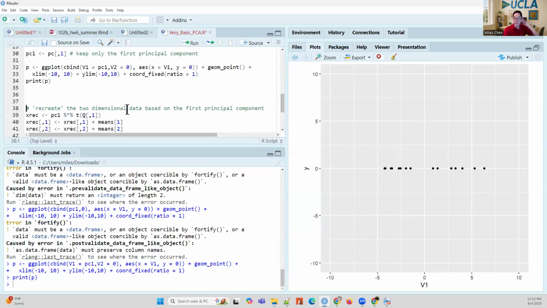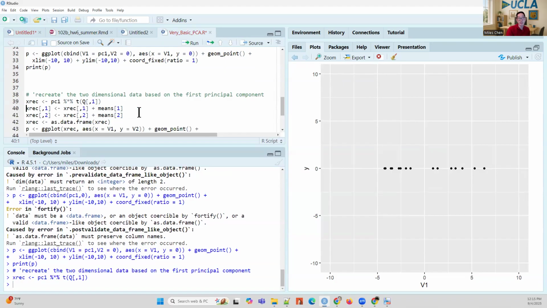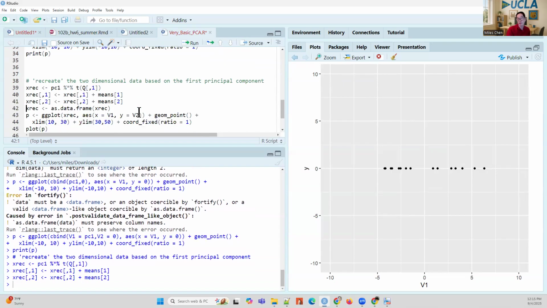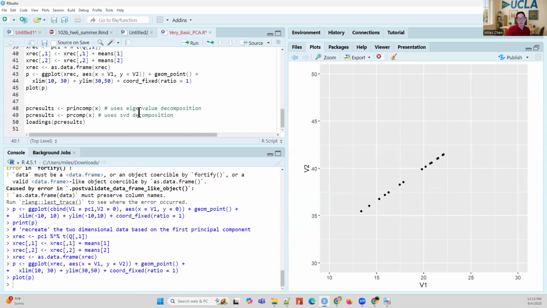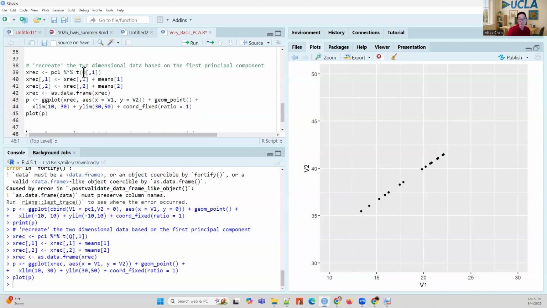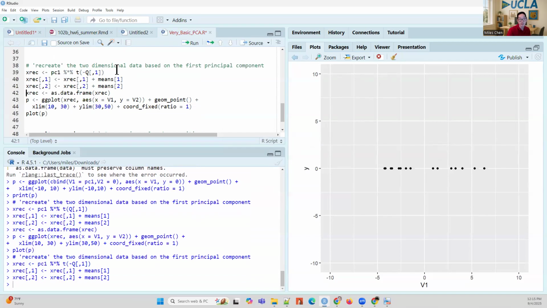And then what I can do is take that and try to turn it back into two-dimensional data. And so when I do that, again, let me see if I can.